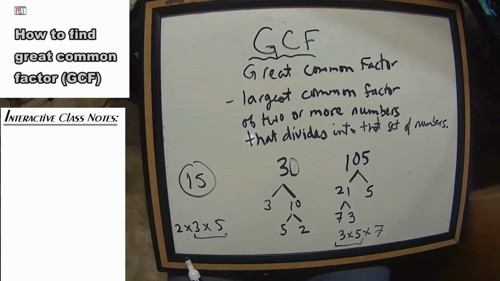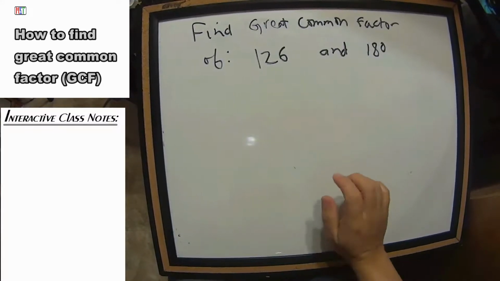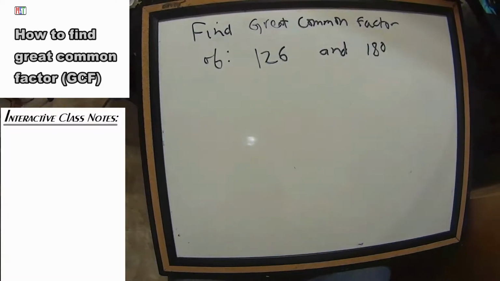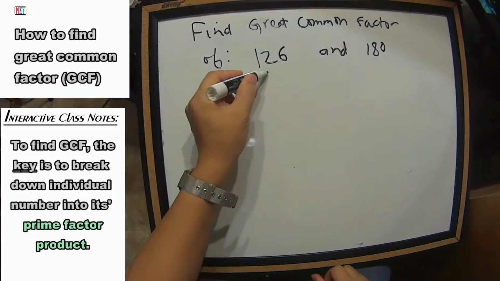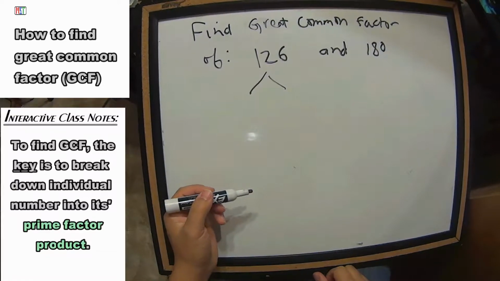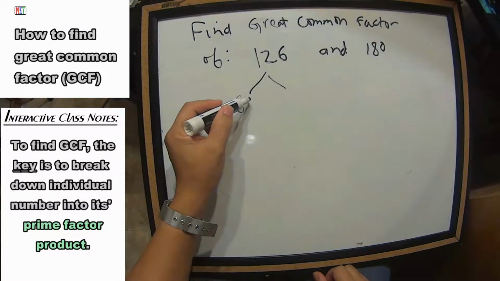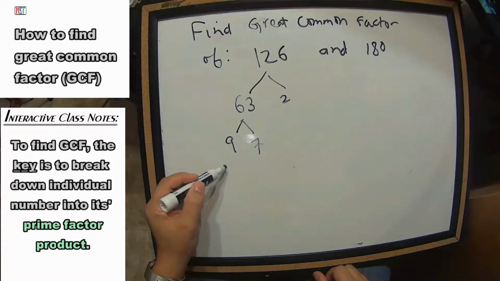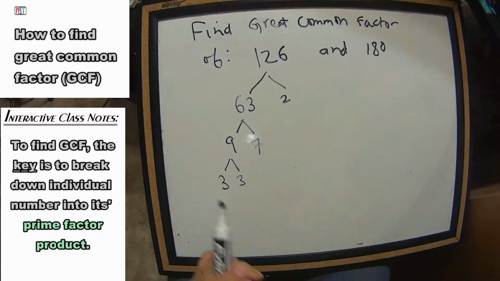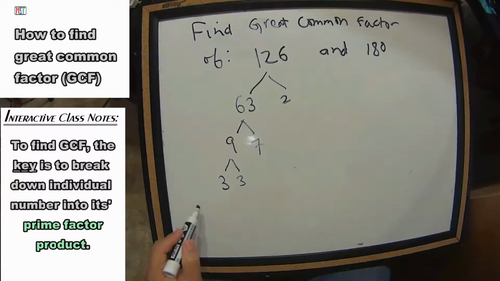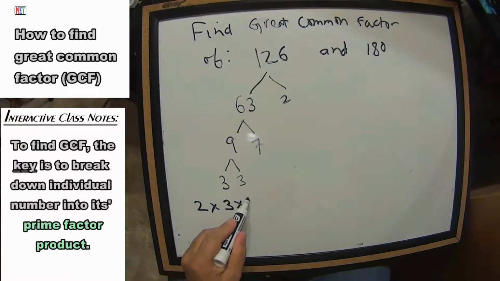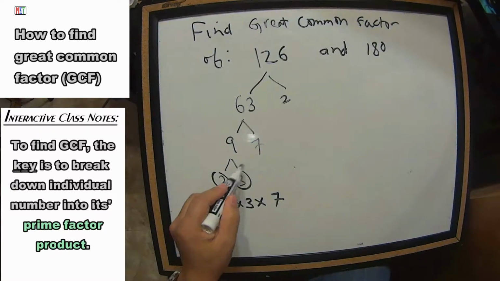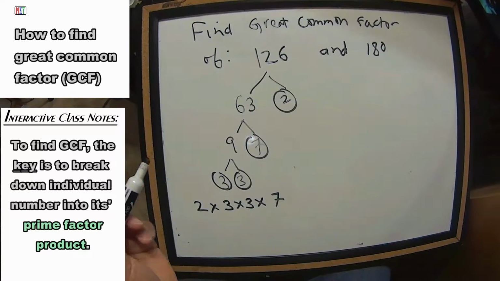Let's try two more numbers, or two sets of numbers. Let's find the greatest common factor of these two numbers. We have 126 and 180. So first, the first step is to break it down to its prime factors. So 126 can be broken down to 63 and 2, and 63 can be broken down to 9 and 7. 9 can be broken down to 3 times 3. So the prime factor product would be 2 times 3 times 3 times 7. Now you can circle it to indicate all the prime factors.